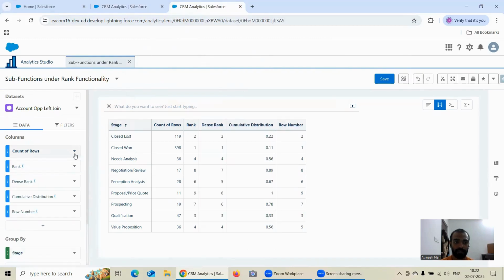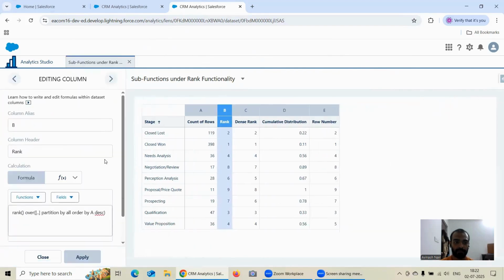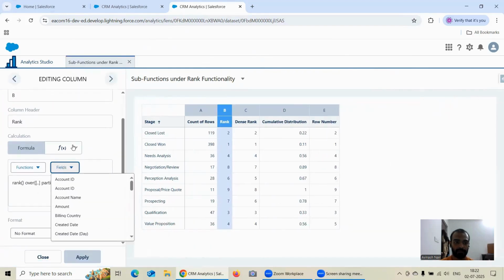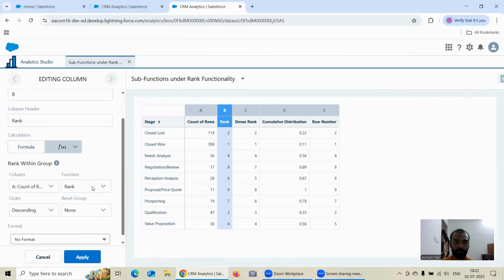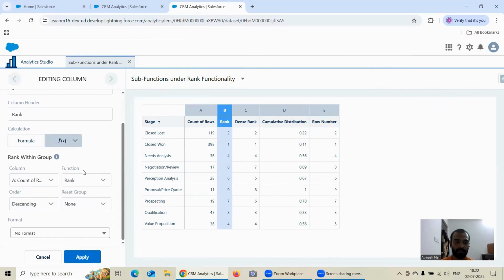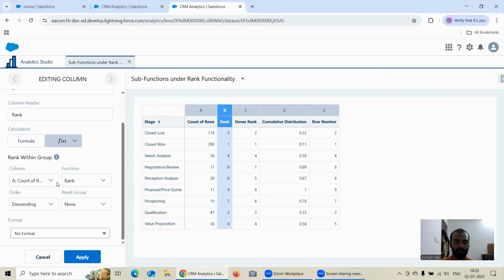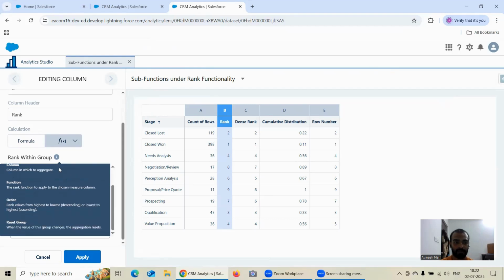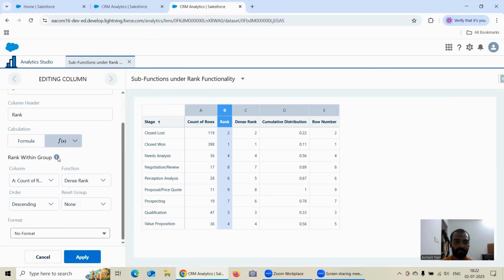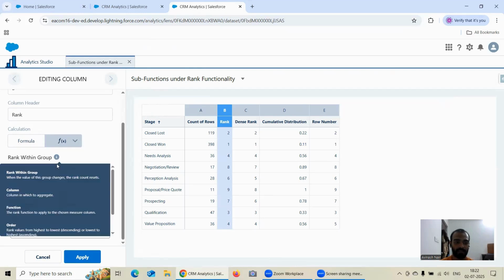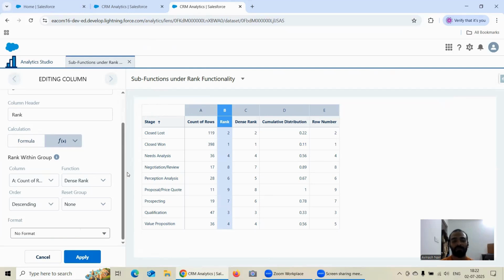Here I won't save this, but when I go for rank, it ranks within the group. When the value of this group changes, the rank count resets. That's what is written over here. Then the column in which to aggregate, and finally you have the function: the rank function applied to the chosen measure column order. And if you go for dense rank, fine. I think here they have only mentioned the function, but I hope that part is understood.